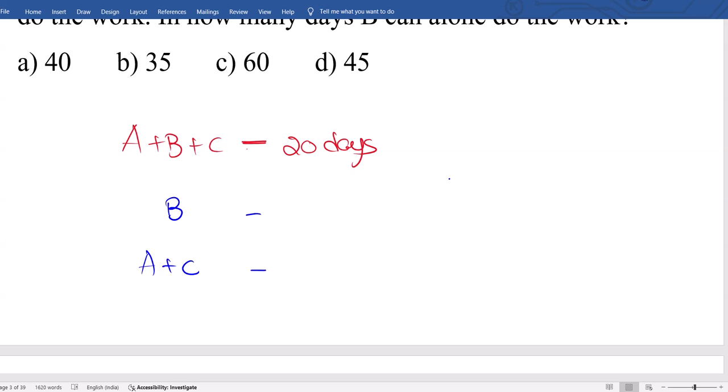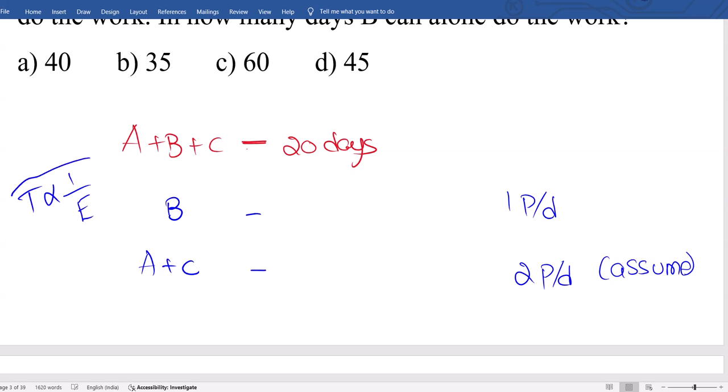Let us say A plus C is typing 2 pages per day, I'm assuming. A plus C can type 2 pages per day means B will type only 1 page per day. Timing and efficiency are inversely proportional. When B takes twice time of A and C together, efficiency should be half. Here double means half. If I assume A plus C type 2 pages per day, then B will type 1 page per day.